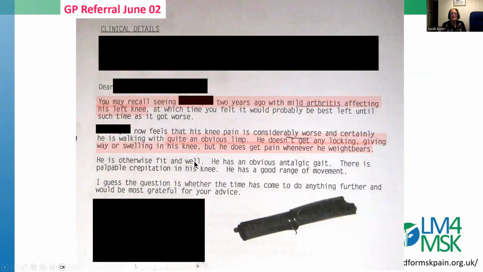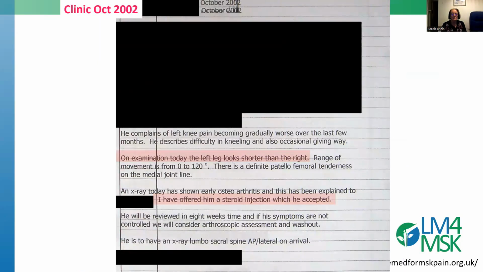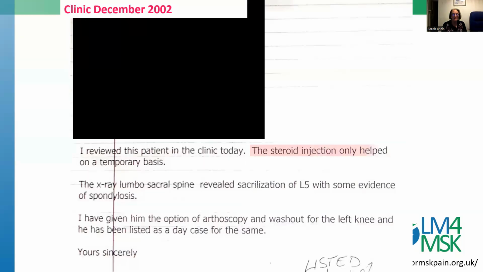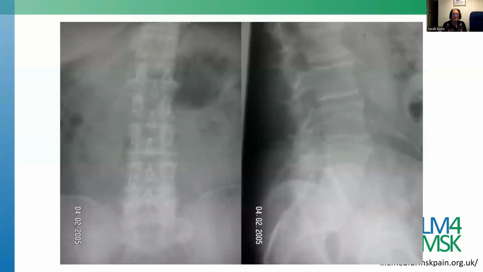These are the notes, which clearly say, it's not my case, it's someone else's case, that he had severe knee pain, and they offered him a steroid injection, which he accepted. So they gave an injection into the knee. He was better only for a short period. Then they did an arthroscopy. Again, there's some placebo effect, but otherwise he still has pain. So he was given an option of arthroscopy and washout of the left knee. So here they're giving him an arthroscopy.